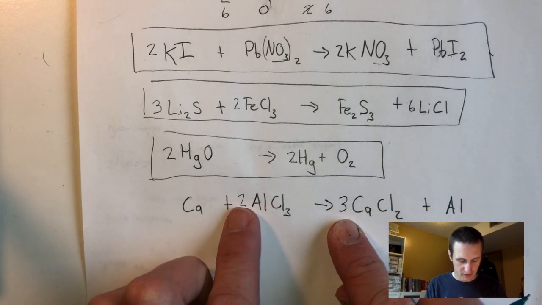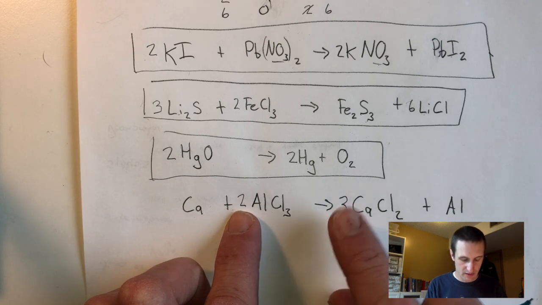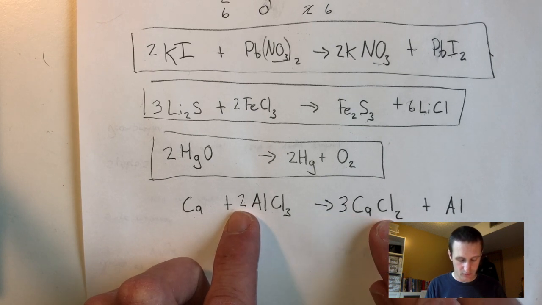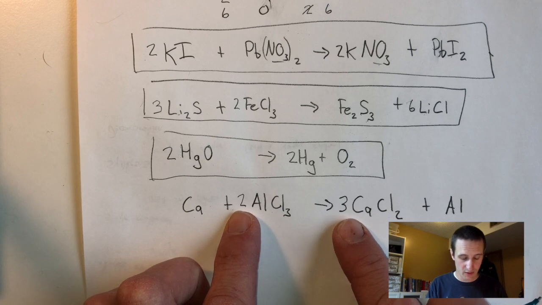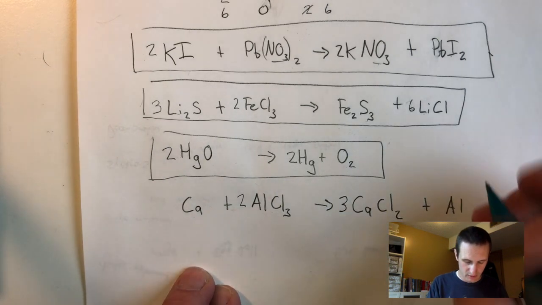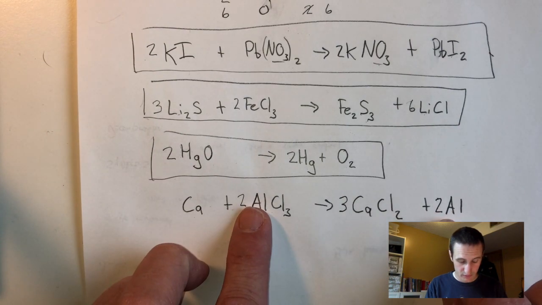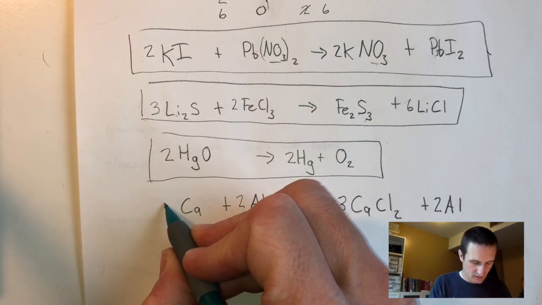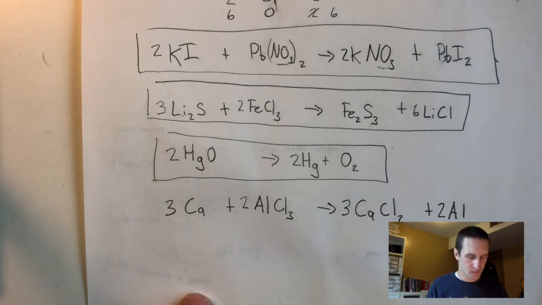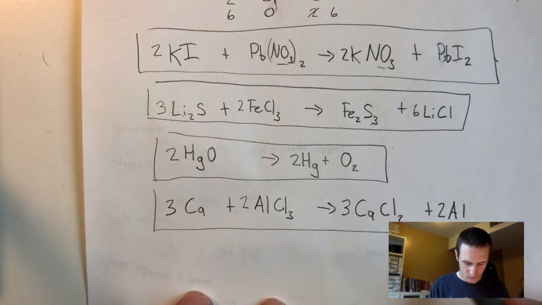So I multiply the AlCl3 by a coefficient of 2 and the CaCl2 by a coefficient of 3. Now I've got 6 chlorines, and I have to go back and fix the aluminum to make sure there's the same number of aluminum atoms and the calcium. And so now we've balanced it.